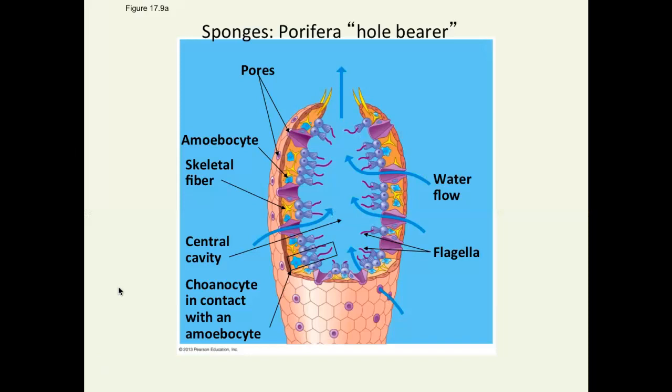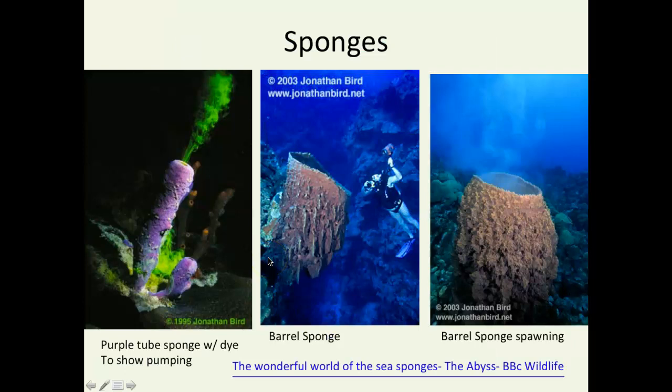Okay, and then the next part is there are no nerves here to speak of. There are no muscles or organs here. It's just a collection of these cells. And you can see here there are different kinds of sponges. This is a really cool picture.